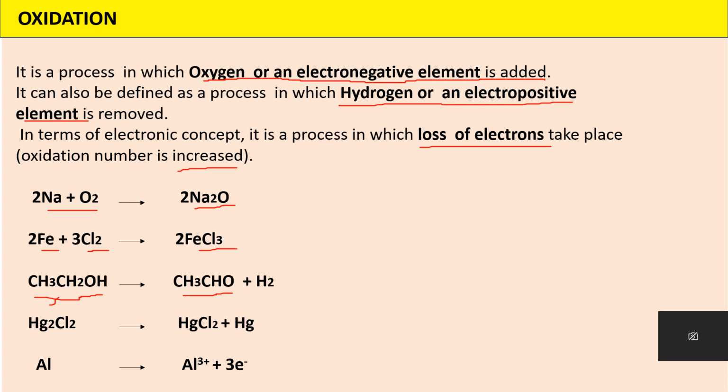oxidation again. In the fourth reaction, an electropositive element, mercury, is removed from Hg2Cl2, leading to oxidation of Hg2Cl2 to HgCl2. And in the last, we see aluminium, after losing 3 electrons, gains 3 positive charges. So this results in increase in oxidation number of aluminium from 0 to 3 plus. So again, this is oxidation.